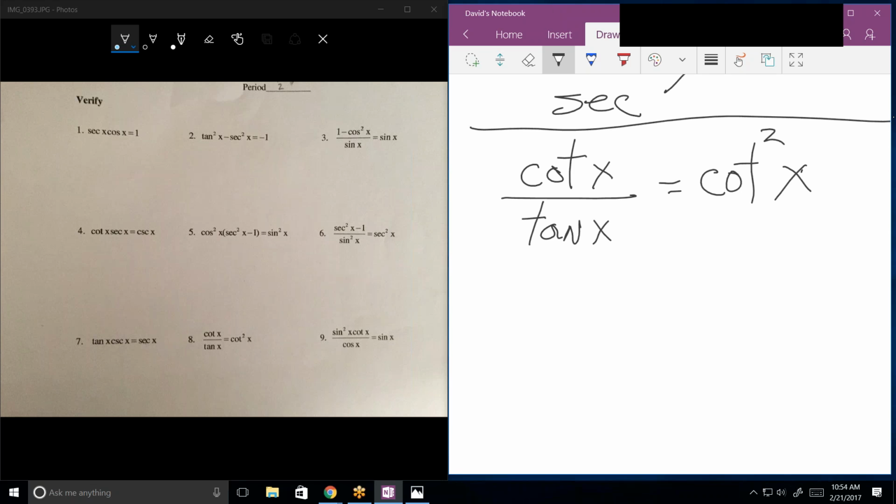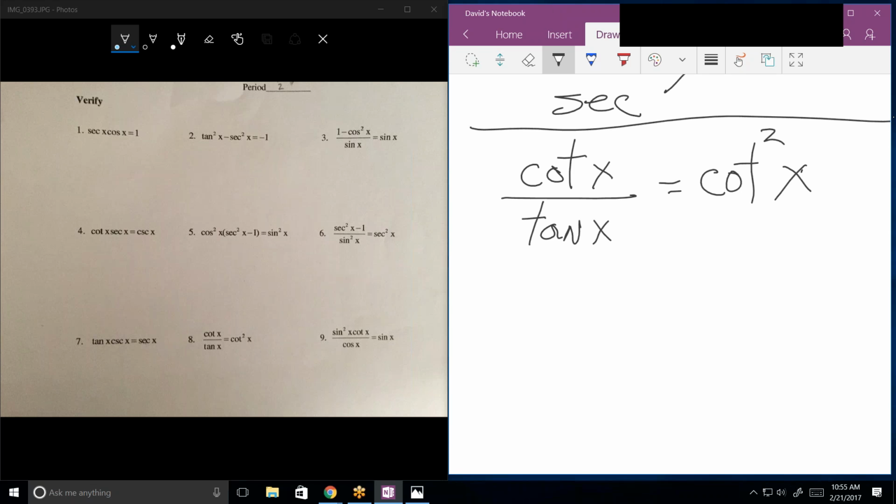Any verifying problem, you can sometimes do it in 2 steps, and sometimes other people might take 6 steps to do the same thing. Well, the 6 steps count. You're not going to lose credit on the 6-step method, but obviously you want to learn to do it in the fastest possible way. So rather than turn everything into sines and cosines, this would be cosine over sine, that would be sine over cosine, and this would be cosine squared over sine squared.